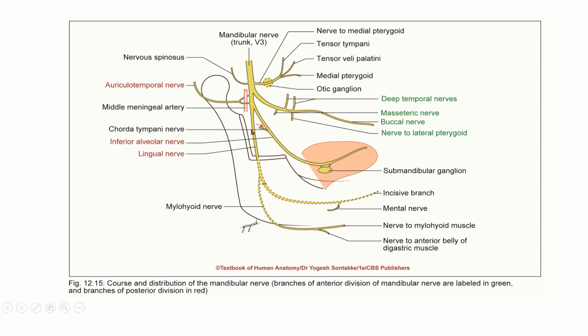So this is the inferior alveolar nerve, which passes through the mandibular foramen. Here you can see it giving rise to the incisive branch and the mental nerve. There is the mylohyoid nerve, which is supplying the mylohyoid muscle and the anterior belly of the digastric muscle.